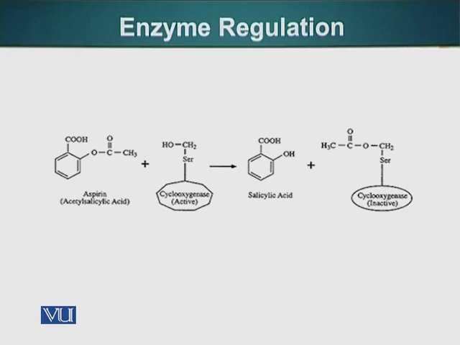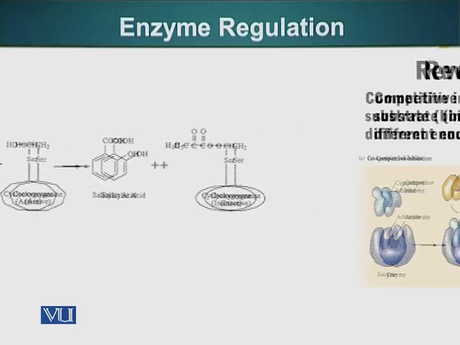This molecule donates an acetyl group, you can see it in the reaction, to an enzyme called cyclooxygenase. Cyclooxygenase is chemically modified by aspirin, thereby disabling this enzyme. This enzyme catalyzes certain reactions, so inactivation of this enzyme can reduce pain in certain cases.